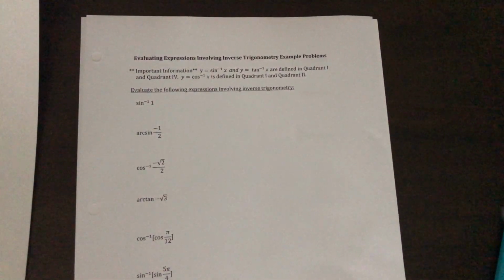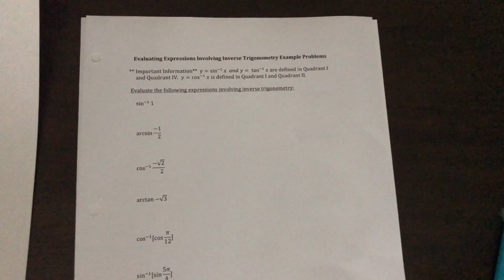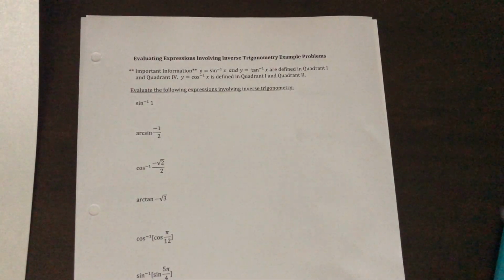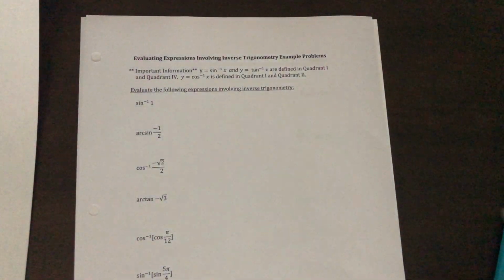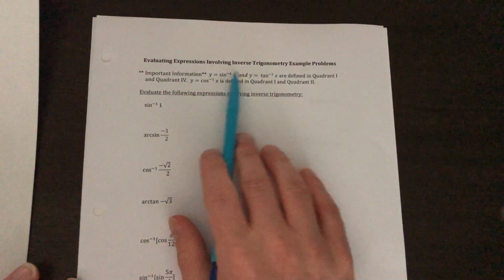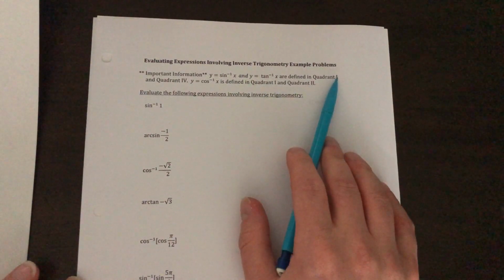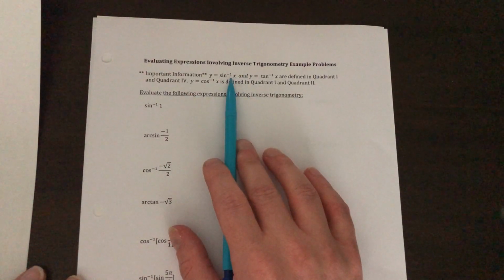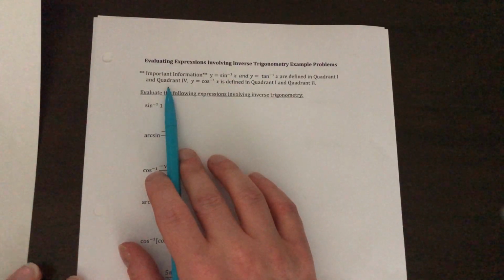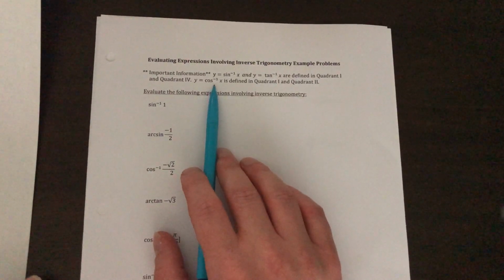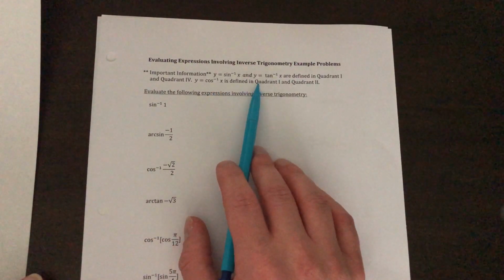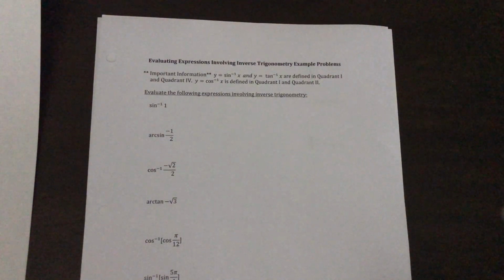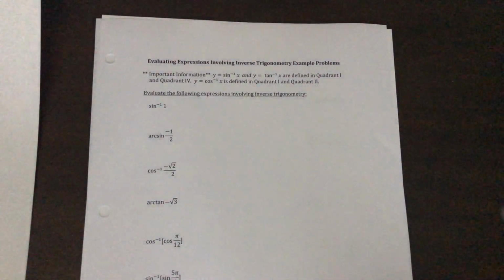Okay guys, so this is going to be our lesson over evaluating expressions involving inverse trig example problems. For this lesson, it's super important that you realize that inverse sine and inverse tangent are defined in quadrants 1 and 4. So it's positive in quadrant 1 and negative in quadrant 4. Inverse cosine is the weird one. It's positive in quadrant 1 and negative in quadrant 2. So whenever you're doing inverse trig, there's only 2 quadrants involved.